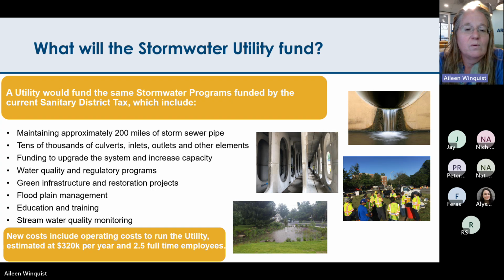We also have water quality and regulatory programs that are required through the county's stormwater permit. And so those include green infrastructure and restoration and pond improvement projects. We also do floodplain management, education and training, and water quality monitoring. So those are all components of our stormwater program. There will be some new costs that are related to operating the utility, and that is 2.5 full-time employees and about $320,000 per year.